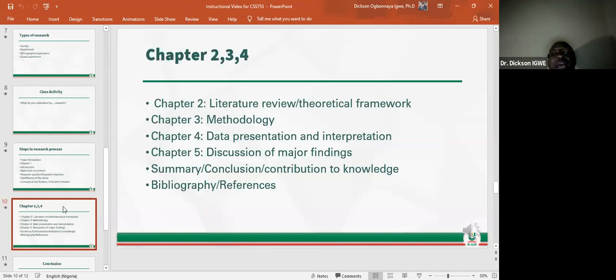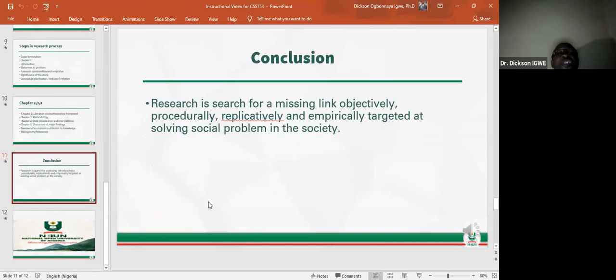The next one is what I call the summary, conclusion, contribution to knowledge, and bibliography or references. This is what we just finished treating earlier in the day. So by way of conclusion, I conclude by saying that research is search for a missing link objectively, procedurally, replicatively, and empirically targeted at solving social problem in the society.